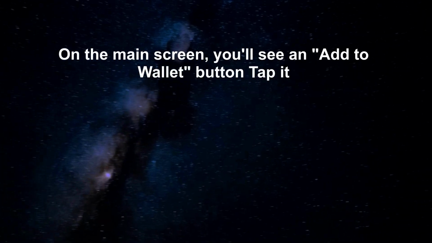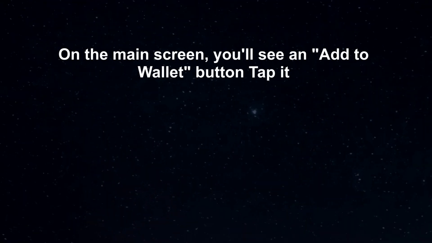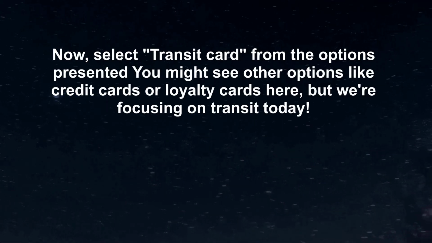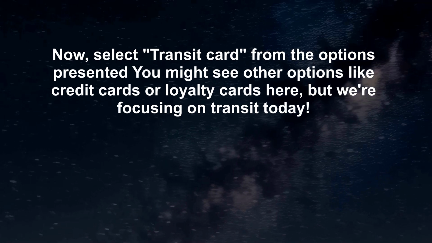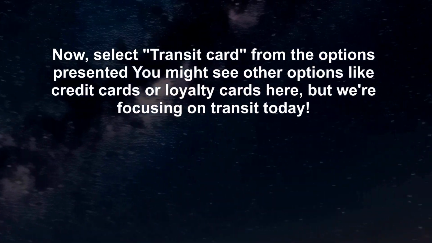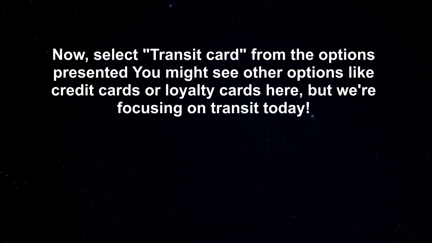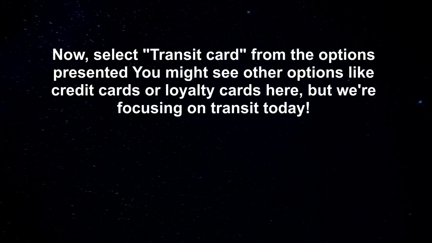Open it up. On the main screen, you'll see an Add to Wallet button. Tap it. Now, select Transit Card from the options presented. You might see other options like credit cards or loyalty cards here, but we're focusing on transit today.